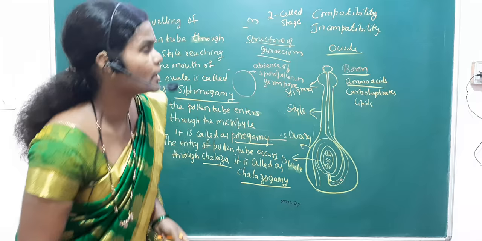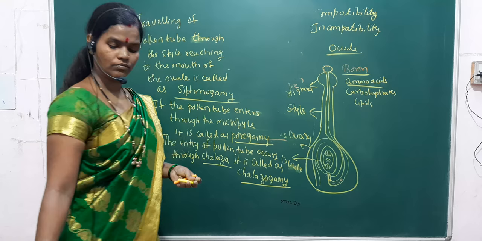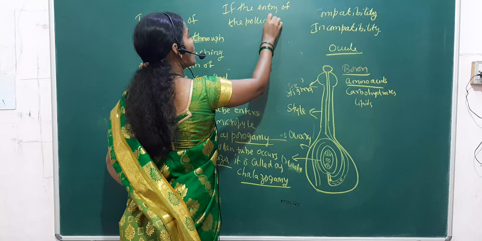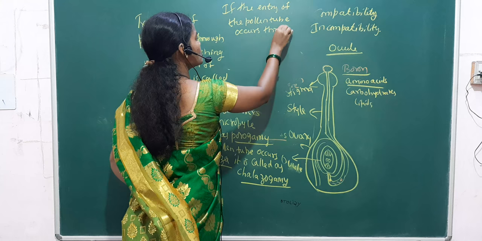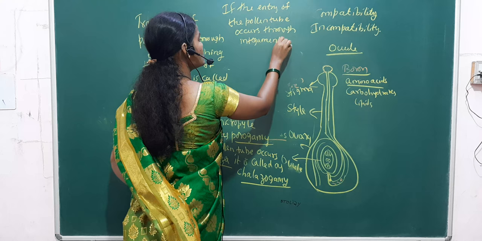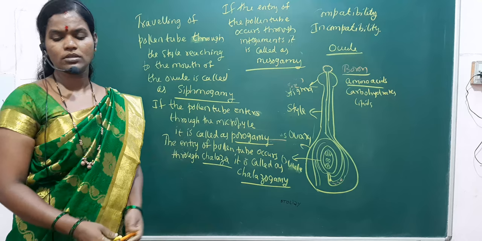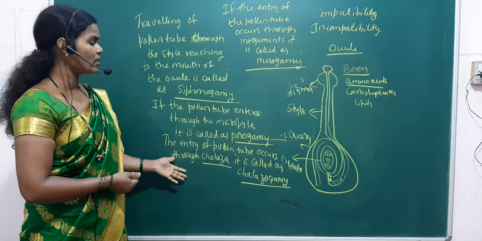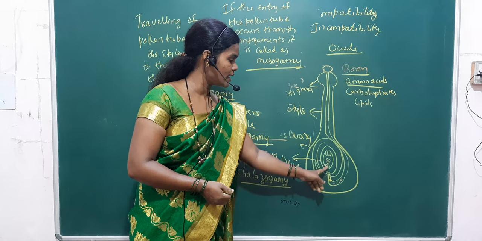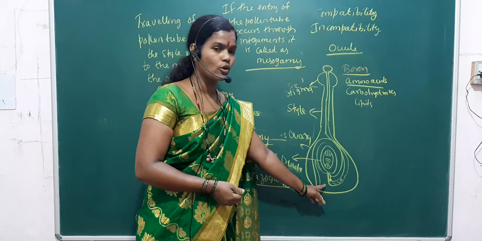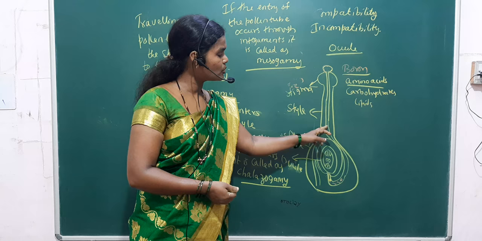If the entry of the pollen tube occurs through the integuments, it is called as mesogamy. Remember these points, okay? What is chalazogamy? The entry of the pollen tube occurs through chalaza, inside the embryo sac. If the pollen tube enters through the integuments, it is called as mesogamy. If the pollen tube enters through the micropyle, it is called as porogamy. And the traveling of the pollen tube through the style is called as siphonogamy.